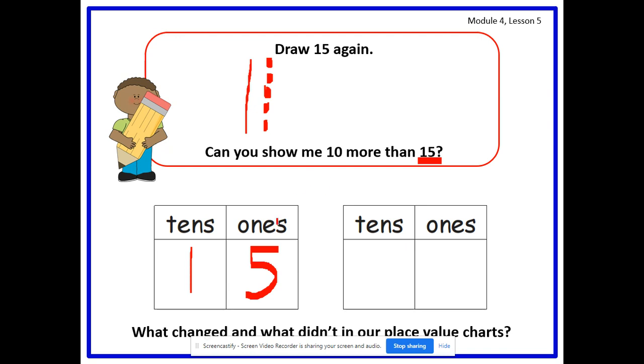Now, help me circle our strategy. What strategy are we using? Get ready. Yes, the strategy is 10 more. So now we either have to draw more or cross off to show less. So it says 10 more. So are we drawing more or crossing off? Get ready. Yes, we have to draw more, but now we got to think about this.